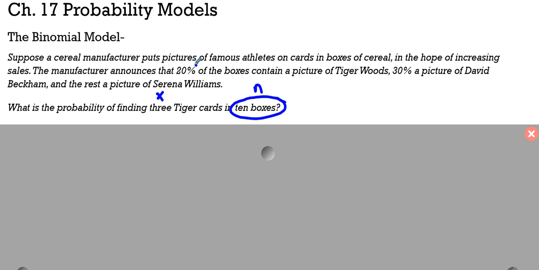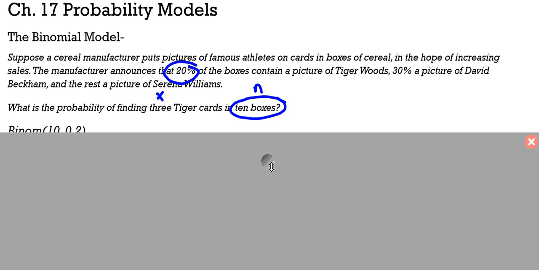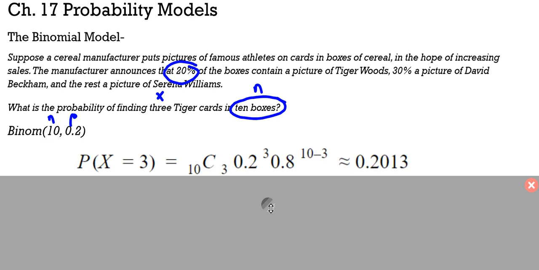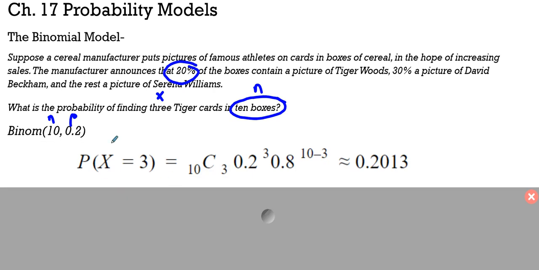And our probability of success is still 0.2, because success is finding what we're looking for, and we're looking for Tiger Woods cards. So how we would dress that up would look like this, right? We'd use the binomial model with an n of 10 and a probability of success of 0.2. And then we'd say, okay, the probability that x, the number of successes, is equal to 3 would look just like this.